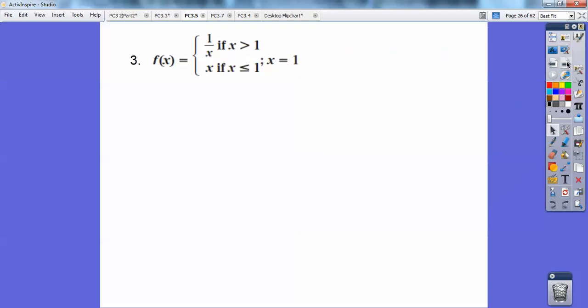Okay, a piecewise function, you guys. So f of x, which is y equals 1 over x when x is greater than 1, or y equals x if x is less than or equal to 1. And we want to know what it equals when x equals 1. Okay, so we're going to approach 1 from the left and from the right. The function is defined at x equals 1 because right here, less than or equal to x equals 1, then y is going to be 1. F of 1 would be 1.